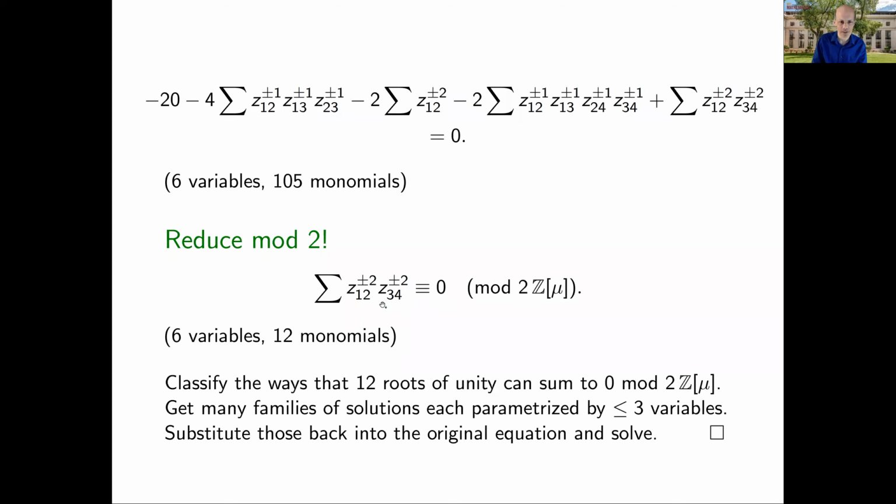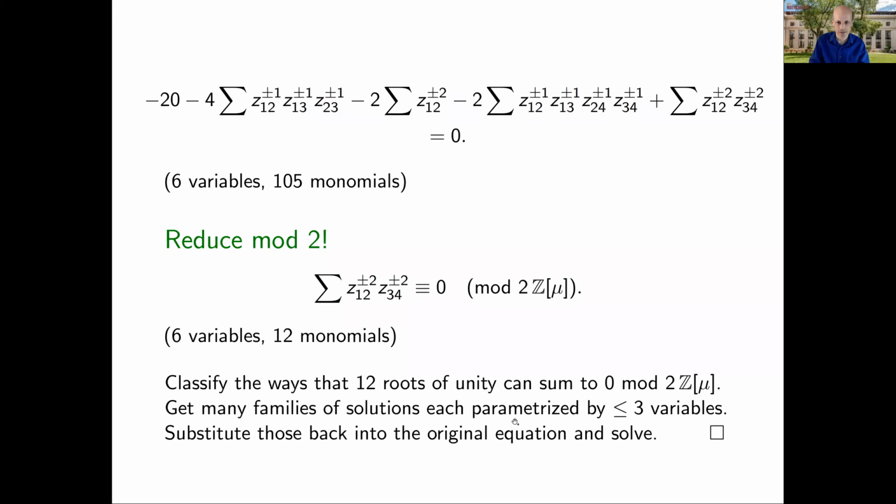We were able to classify the ways in which 12 roots of unity can sum to 0 in this quotient ring. That doesn't quite solve the problem either, because just having a solution mod 2 doesn't mean you have a solution to the original equation. But it turned out that these solutions mod 2 fell into parameterized families, each involving only 3 parameters. There are lots of them; depending on how you count, there are hundreds.